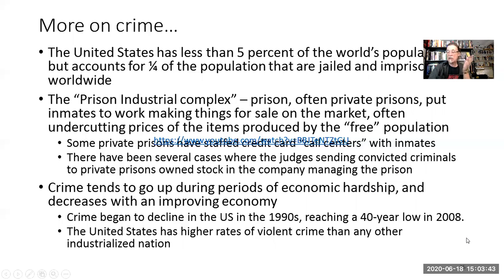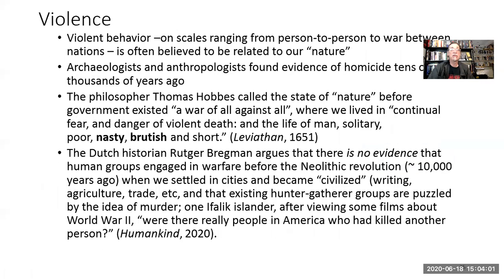The United States has a higher rate of violent crime than any other industrialized nation, which means most of Western Europe, Australia, New Zealand, Canada, Mexico, I believe as well. I don't know. I think Mexico is considered in this category of industrialized nation.